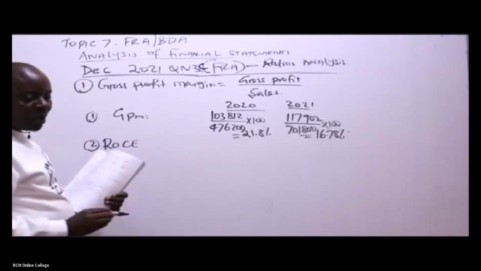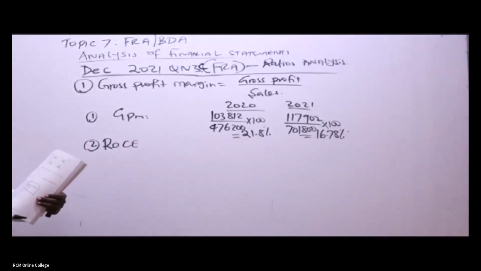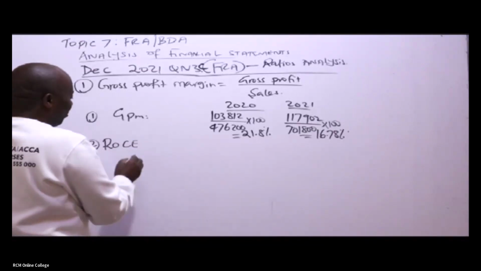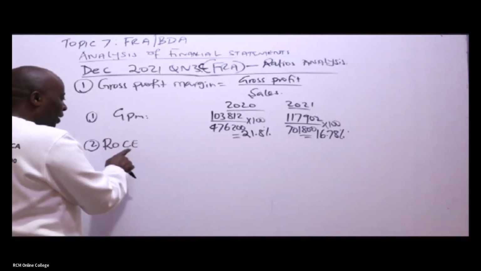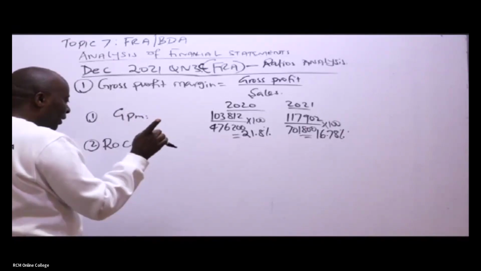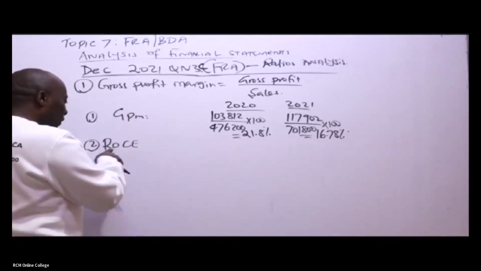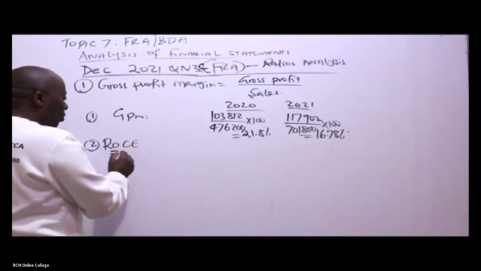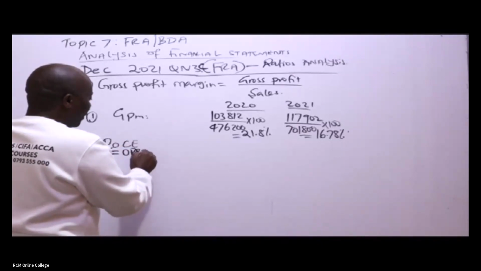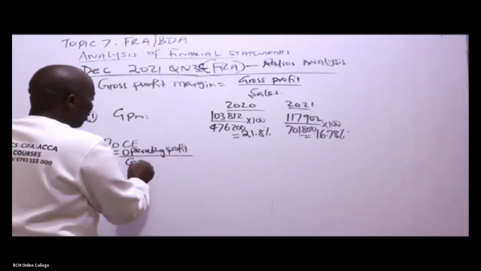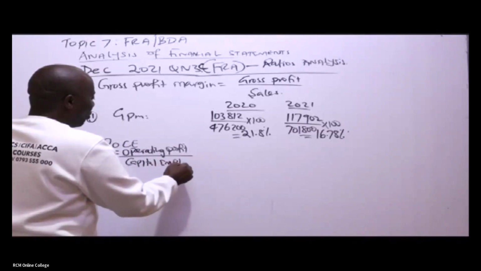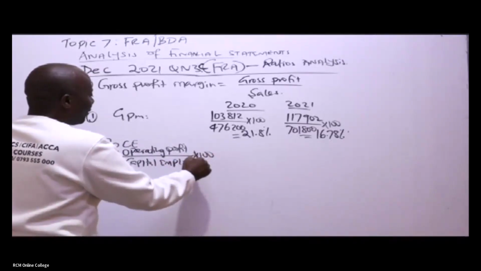ROCE is return on capital employed. How do we get this return on capital employed? Very, very easy. Whenever I see ROCE, I remember the O: return is operating profit. So this is operating profit over capital employed, times 100.